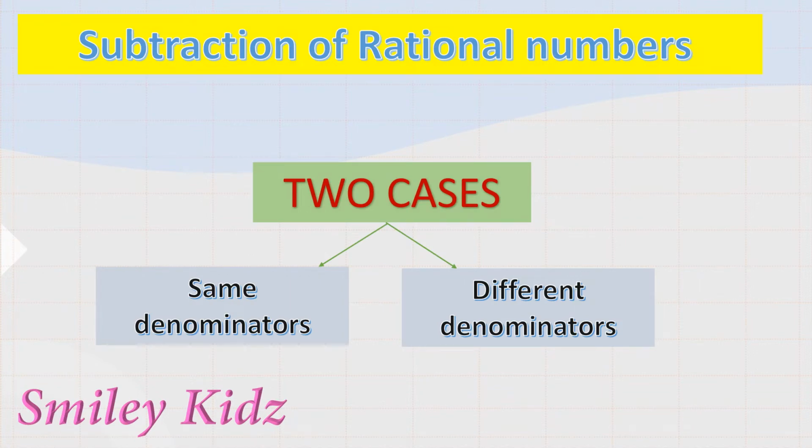Subtraction of rational numbers. While subtracting any two rational numbers, you need to remember these two cases. Case 1, same denominators. Case 2, different denominators. So let's see few examples on these two cases.